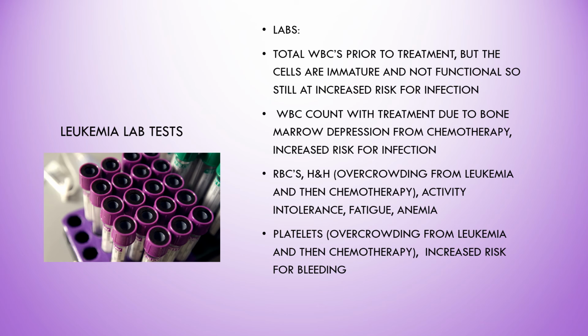So labs, we will do a white blood cell count prior to treatment, but the cells are immature and not functional, so they're still at risk for infection. The white cell count with treatment will go down due to bone marrow depression from chemotherapy, and they will continue to have that increased risk for infection. The red blood cells, we will be measuring in H&H. It's going to be low due to the overcrowding from leukemia and then from chemotherapy. And then activity intolerance, fatigue, and anemia. Platelets, they will have overcrowding from leukemia and then chemotherapy, so they have an increased risk for bleeding.